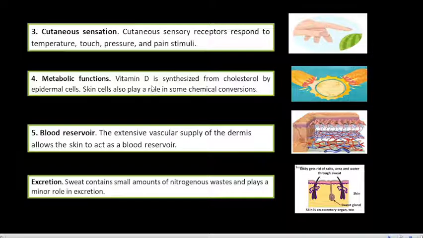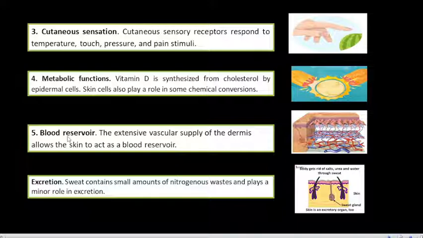So, this happens only kapag nagpapakita ka sa sunlight. So, ang advice dyan na time kung saan pwede kang kumuha ng sunlight is siguro from 7 a.m. to 10 a.m. Magandang time for basking under the sun, okay, to produce more vitamin D. So, your skin cells also play a role in some chemical conversions. Okay? Number 5, your skin or the integumentary system serves as a blood reservoir.